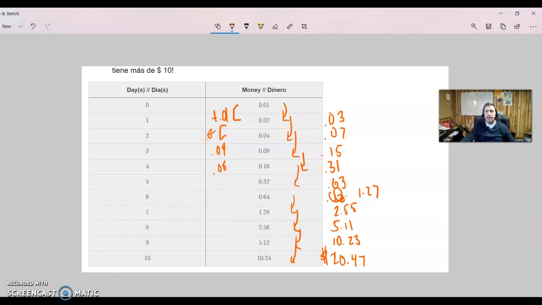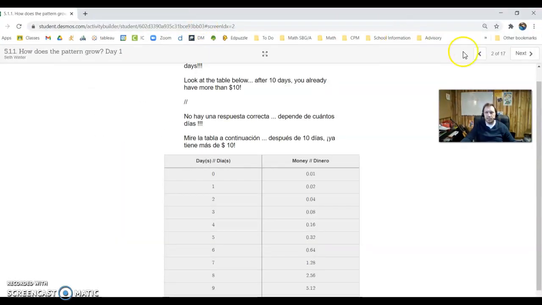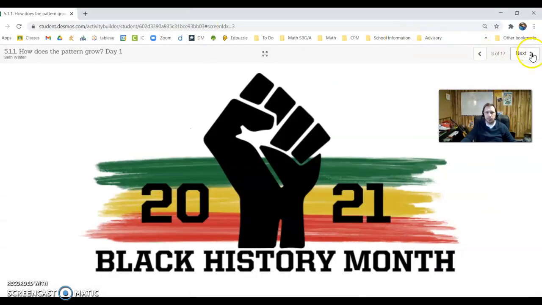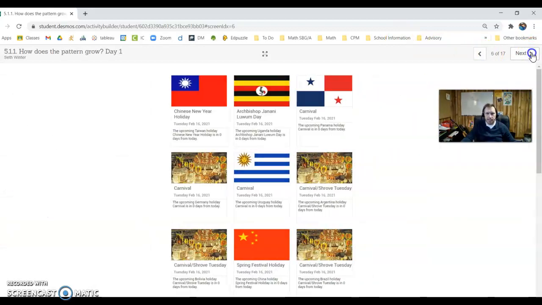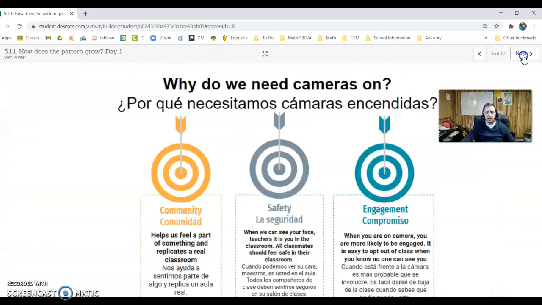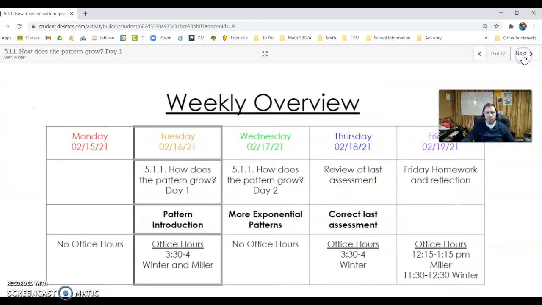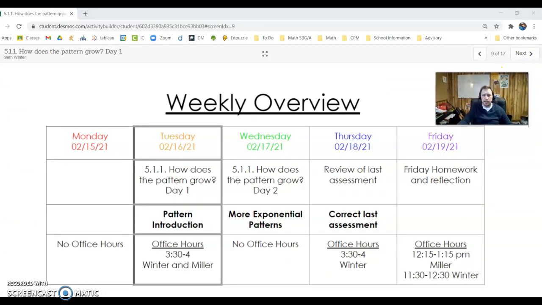Make your way through the slides in the Desmos. Again, just watching this video isn't going to be helpful enough unless you're actively participating. So walk through our slides. You can see that we have some announcements for those of you who want to see those. If you're a female identifying student who wants to code, check that out. Look at our weekly overview. So today is our growth, day 1. Tomorrow we're going to take this to an even bigger extreme. Then Thursday we're going to review last week's assessment. So make sure you're here the rest of this week.